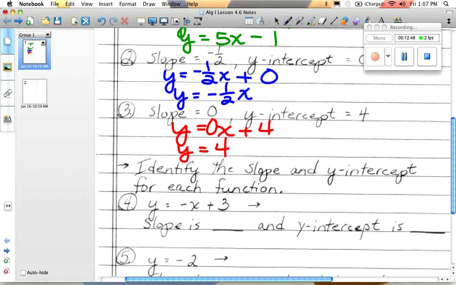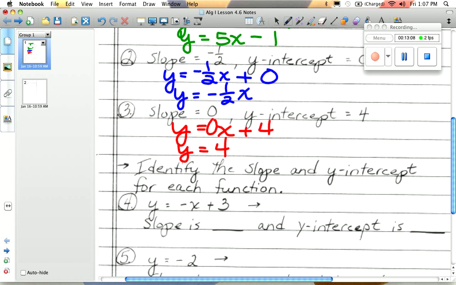It's a horizontal line. Is it a direct variation then? No. Because is this going to cross the origin? No. Where's it going to cross the y-axis? 4. So here it is. It's 4 units above the x-axis. It's a horizontal line.